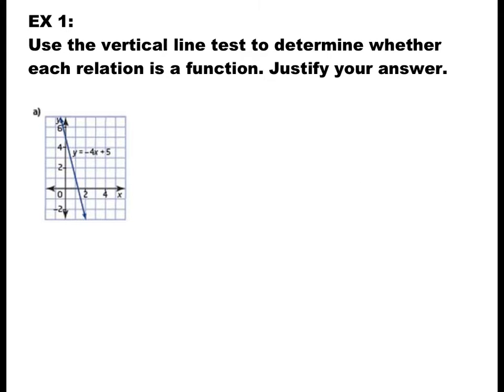In our first example, we have been given a graph. We are supposed to use the vertical line test to see if it's a function or not, and then justify our answer. For this line, you can see if I go ahead and draw vertical lines, the vertical lines cross the line only in one point. So this is a function.